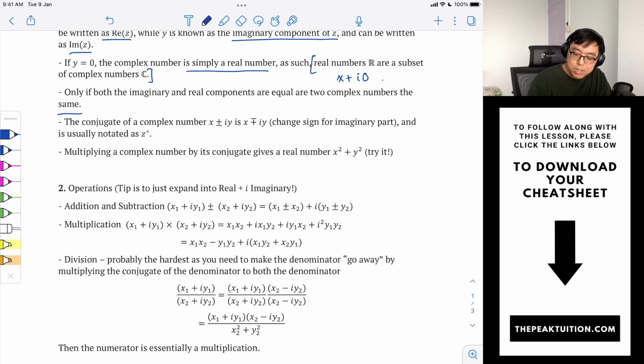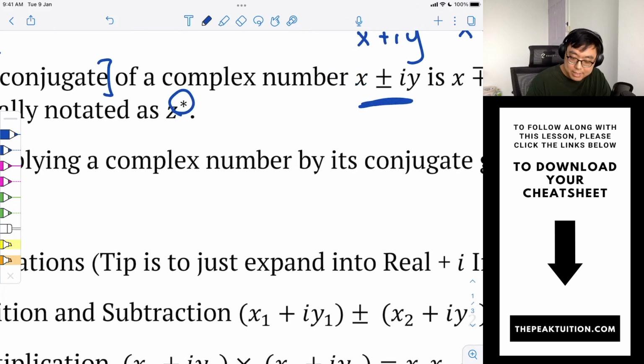Next, we introduce this thing called a conjugate. Don't have to worry about what it means. It's just that you switch the sign of the imaginary component. So if you have a complex number x plus iy, the conjugate is x minus iy, and vice versa. This conjugate is denoted with a star on the top right of the complex number. So the normal complex number is z, and the conjugate is z star.